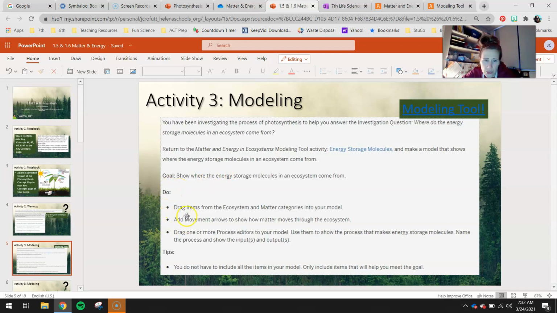What you're going to do is you're going to drag items from the ecosystem and matter categories into your model, so that'll be kind of the key on the right-hand side. You're going to add movement arrows to show how matter moves through the ecosystem. I'll show you guys those. They're also on the right side. And then you're going to drag one or more process editors to use your model.